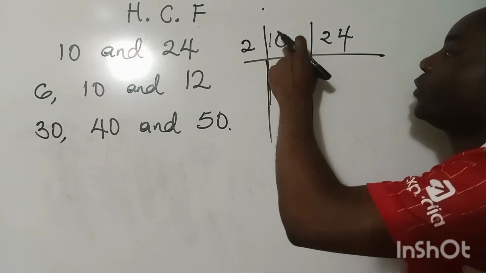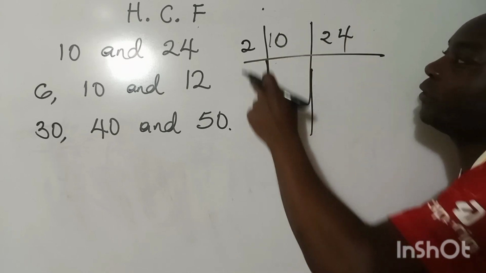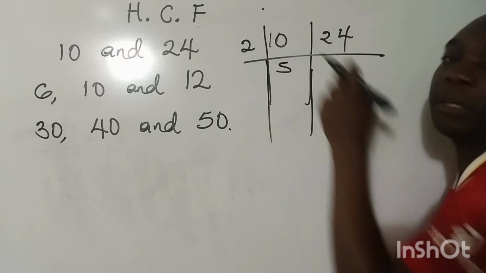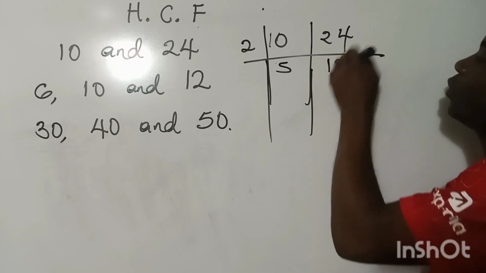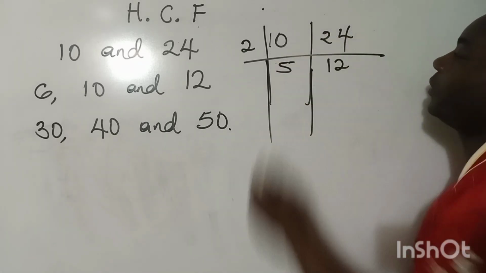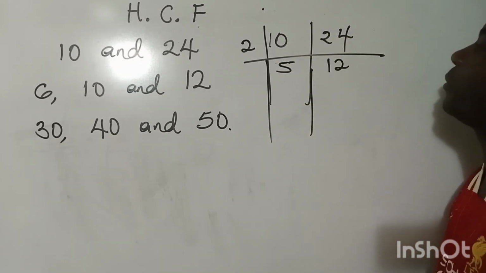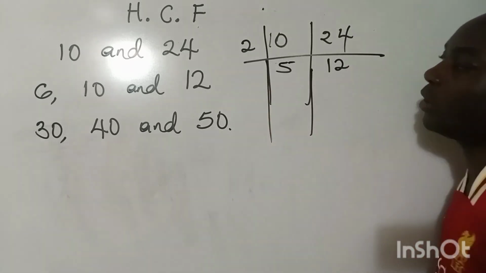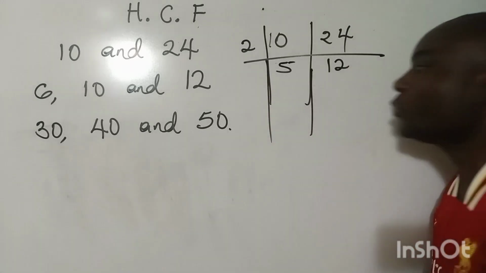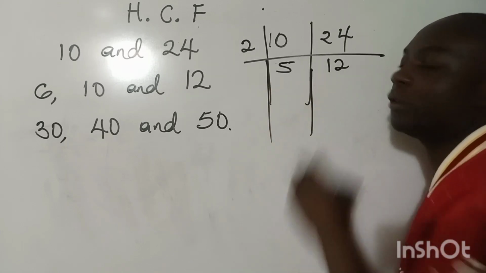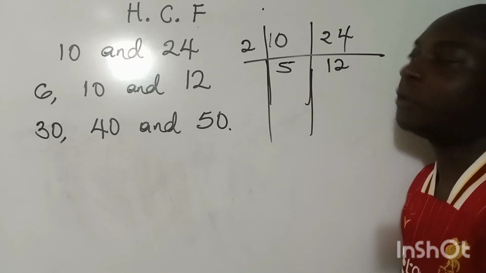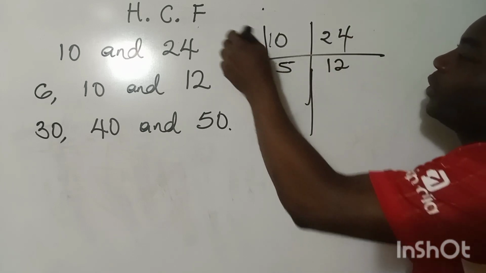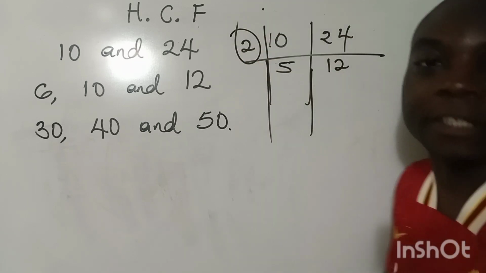So 2 can be used in dividing 10 and 24. So 10 divided by 2 is 5, and 24 divided by 2 is 12. Then we check, is there any lower prime number again that can be used to divide 5 and 12? None. There's no number that can go into 5 and 12 without a remainder. So therefore, the highest common factor of 10 and 24 is 2. So our answer is 2.